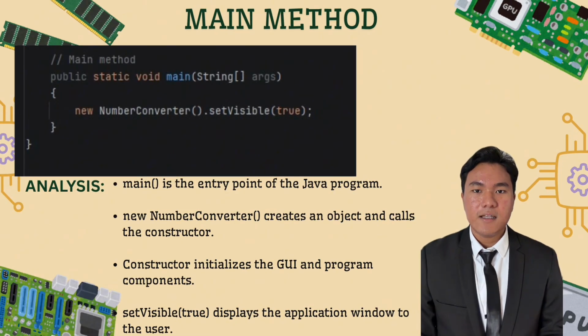Next, this is the main method, which is the starting point of every Java program. When the program is executed, Java automatically begins running from this method. The statement new NumberConverter creates a new object of the NumberConverter class. When this object is created, the constructor is called automatically to set up the window, components, and event handlers.